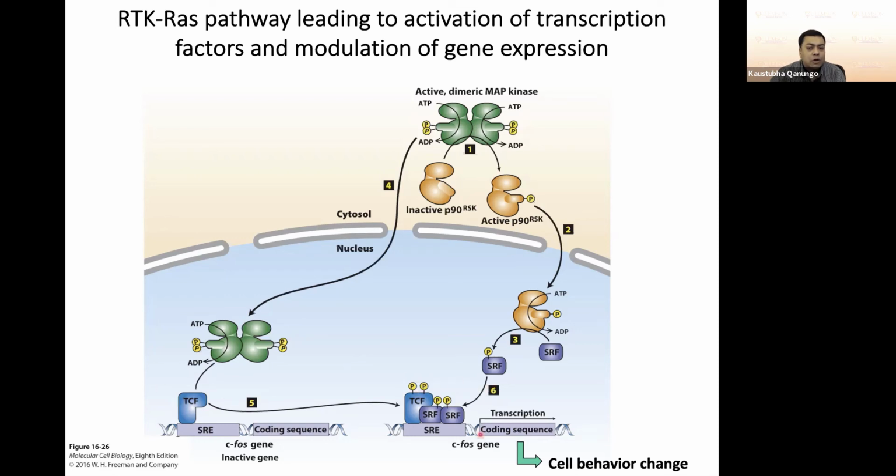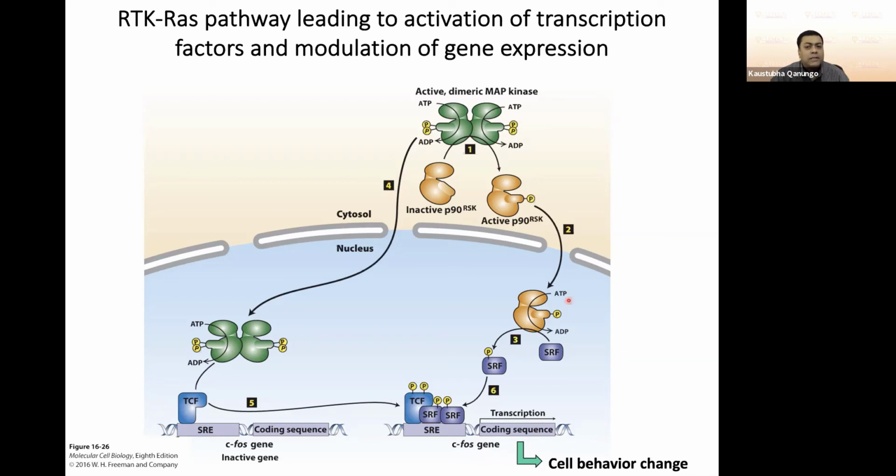You need what is called a tripartite complex. You have three factors, where you need the SRF, which is phosphorylated by another active protein, this P90 RSK. So MAP kinase activates the P90 RSK by phosphorylation. It also activates this TCF in the nucleus. Now your active P90 RSK activates this SRF, and two SRF and one TCF bind together to this serum response element, which will essentially turn on the c-fos expression and cell change.